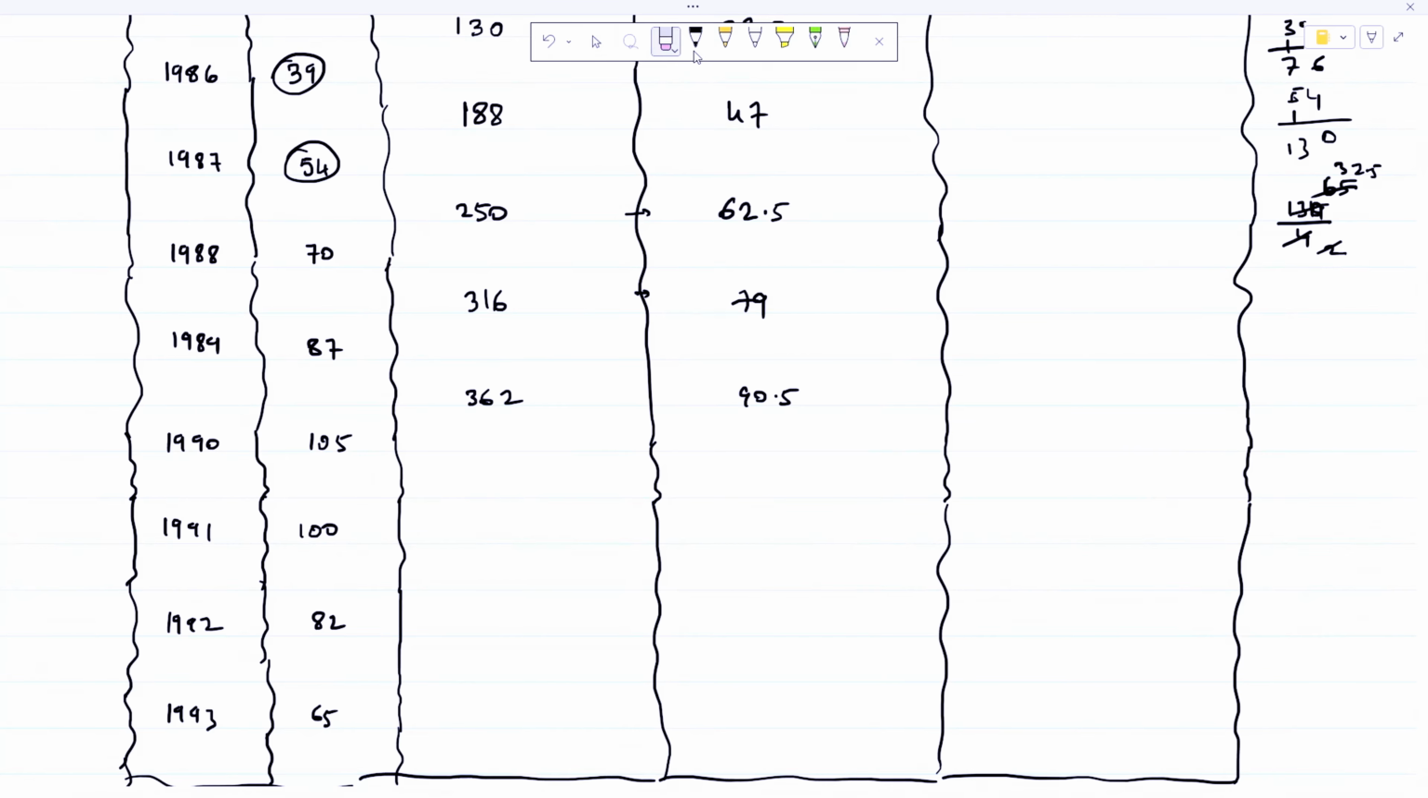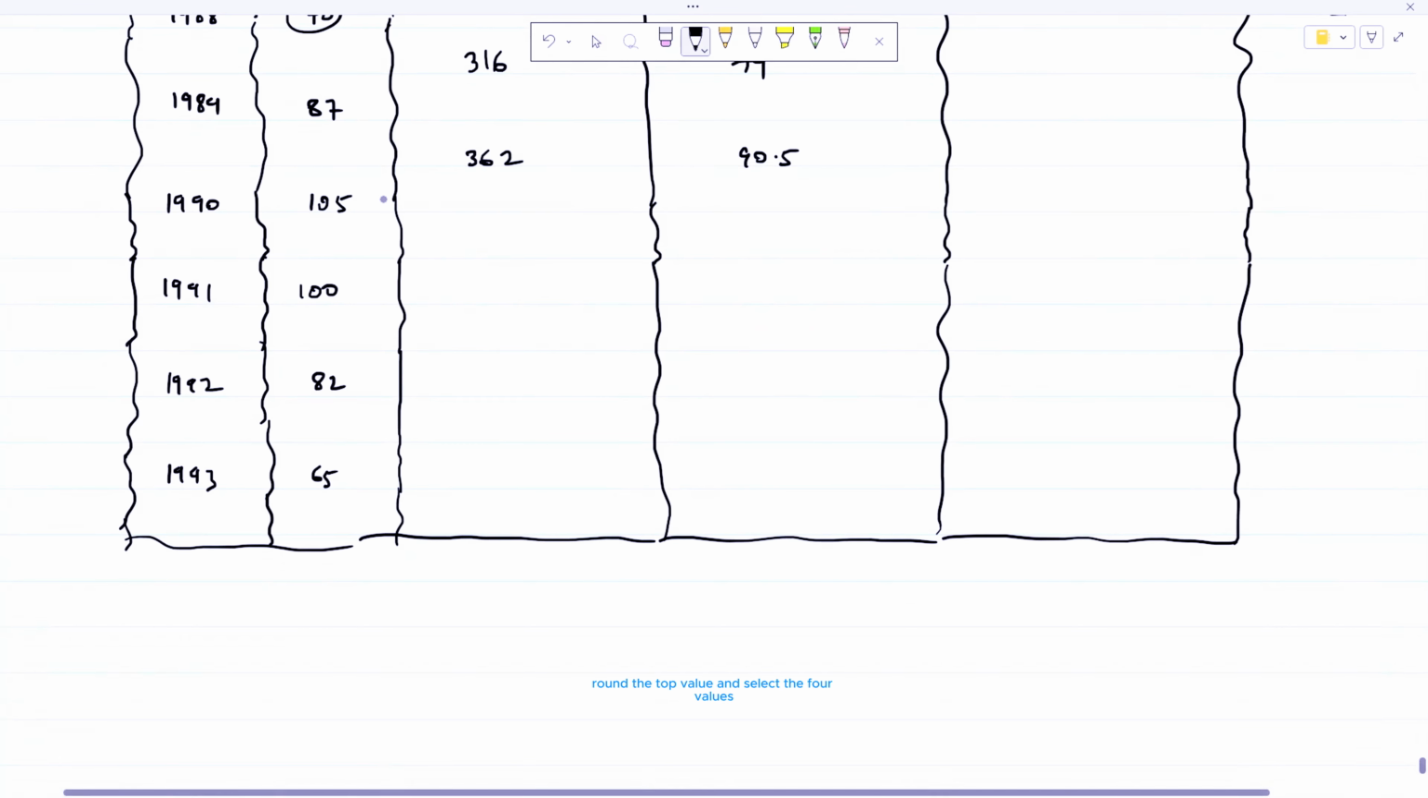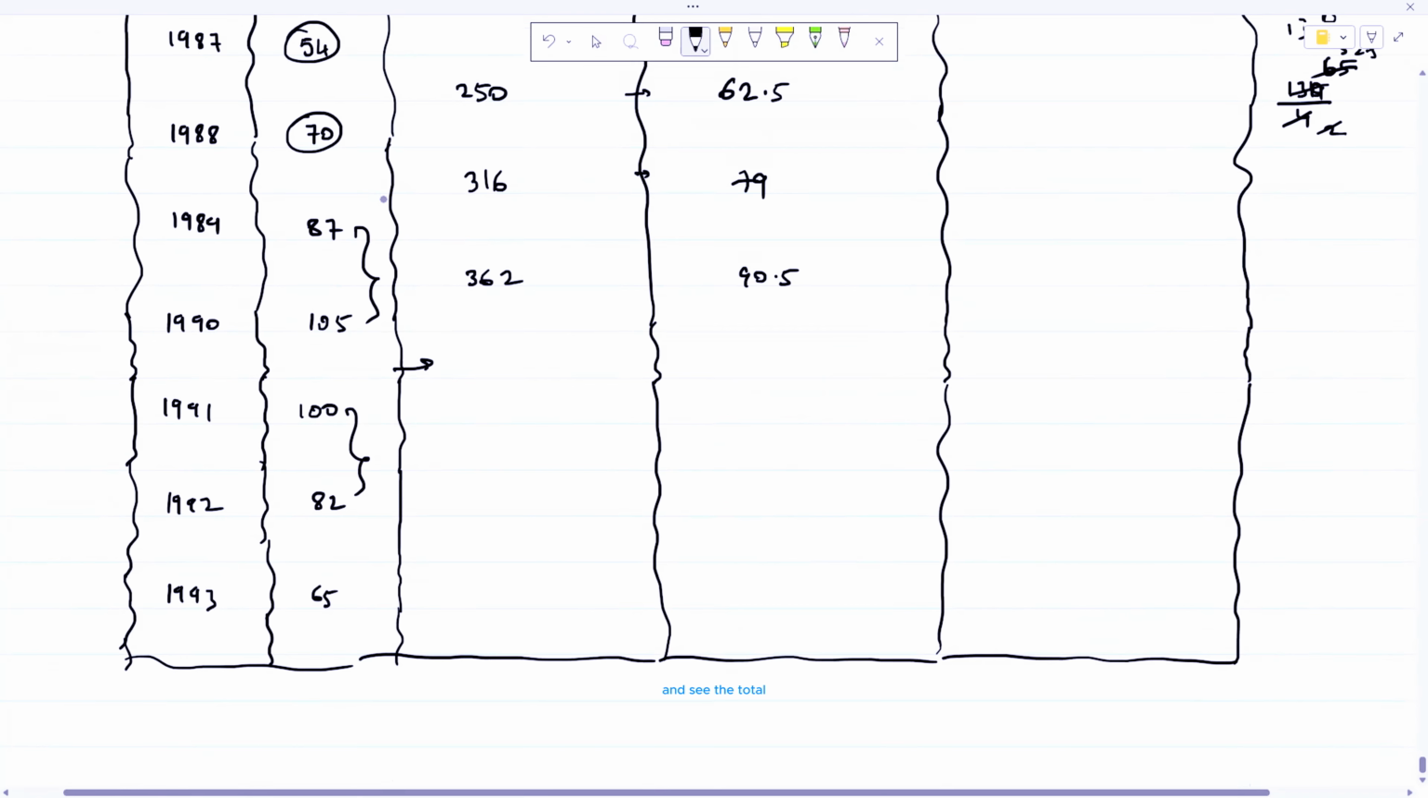After completing the moving total and moving average, round the top value and select the next 4 values, identify the gap between them and see the total 362. From this 362, we will subtract the rounded number 70. 292 is the sum, and we will add the latest entry 82. So it is 374.